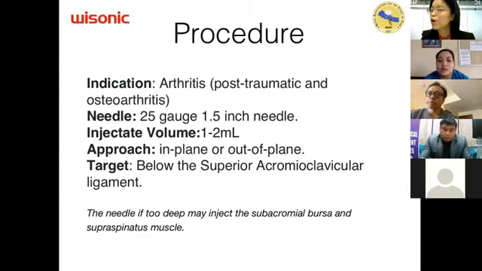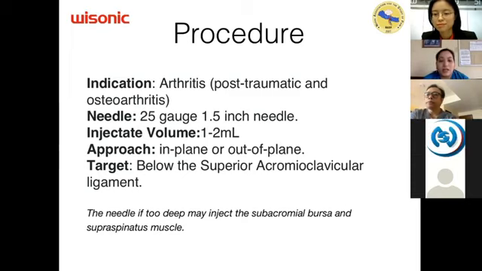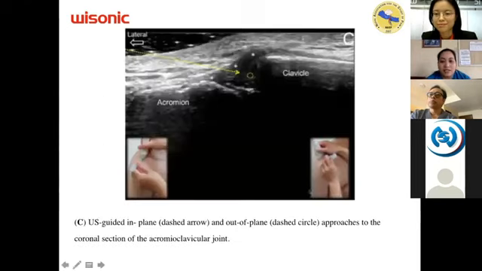My approach can be in plane or out of plane, depending on the patient's anatomy. Sometimes choosing only one way of injecting inside the AC joint can be difficult because of an osteophyte or other anatomical problems. My target would be below the superior acromioclavicular ligament. This is how we inject: my needle comes in from lateral to medial, and I puncture the superior acromioclavicular ligament and then deposit my drug inside the joint. This is the in-plane ultrasound guided view, whereas here you can see the needle in an out of plane view inside the joint.